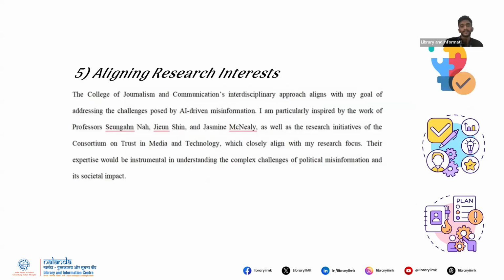So next one is aligning your research interests. In the case of US universities, they usually ask you to mention at least 2 to 3 professors in your SOP, where you would like to work. So these are the professors from University of Florida. Actually, you could get their research interests through their university website and professor profiles.